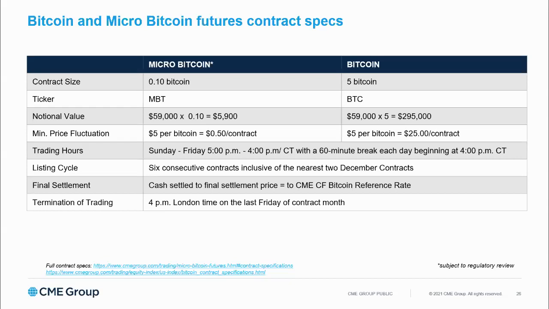And again, these are cash settled products. So it's not a physically settled product. You will not get Bitcoin if you hold these contracts through expiration. It will settle to cash, and it settles to that Bitcoin reference rate on the day of expiration. And the termination of trading is 4 p.m. London time on the last Friday of that contract month.